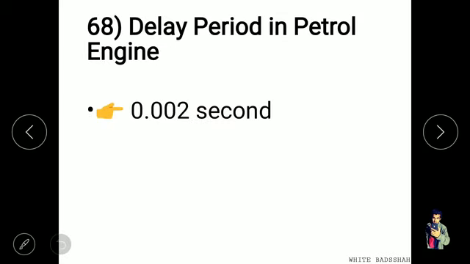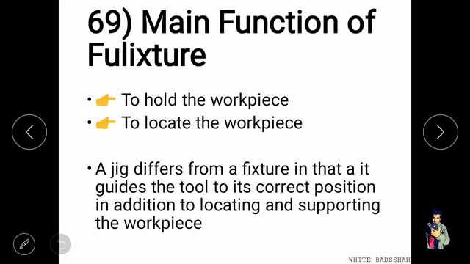And the delay period in a petrol engine. The delay period of a petrol engine is 0.002 second.